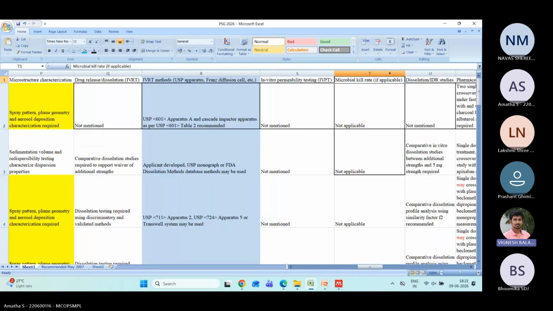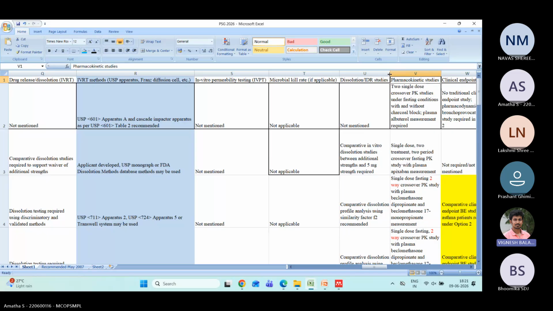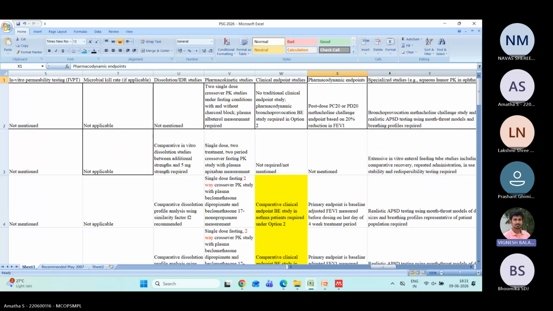Then zeta potential, like this, so many. IVRT testing, IVPT testing, microbial testing, clinical study, pharmacodynamic, like this, so many tests are there in that final sheet, the final extraction PDF. Some papers have that, some papers don't have. So now I have to do the thematic analysis. I cannot represent 36 results in a single file or in a single paper.